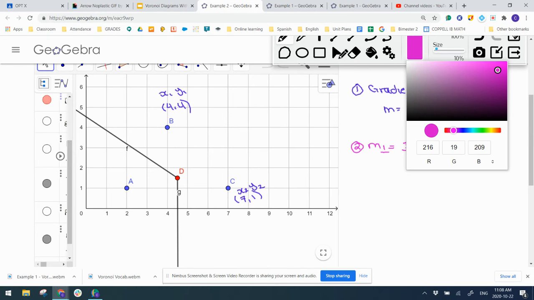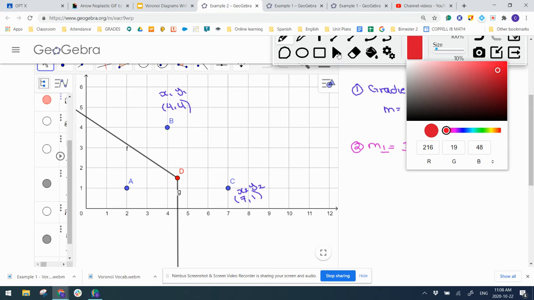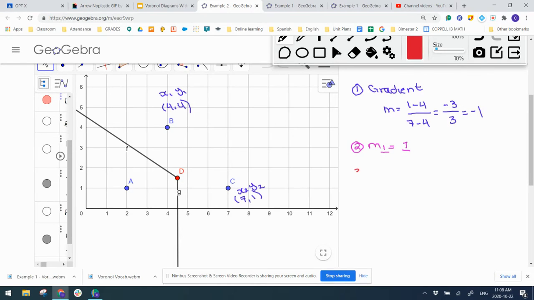So once we have our perpendicular gradient, then we needed to find our midpoint. However, we don't necessarily need to find the midpoint in this diagram, because we already know a point that is on our line. We know our line has to come from this point. So we already know a point that is (4.5, 1.5). So we can either use this point, or you can find the midpoint. Either one will get you the right answer at the end.